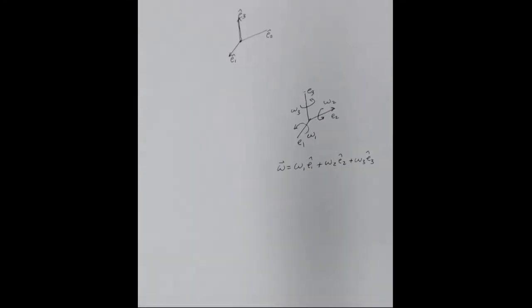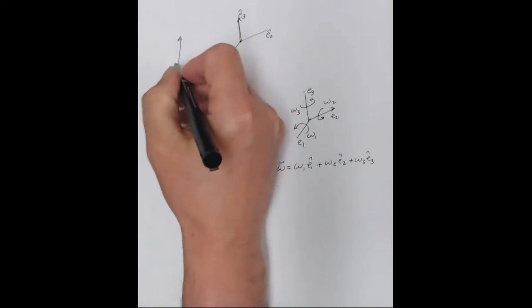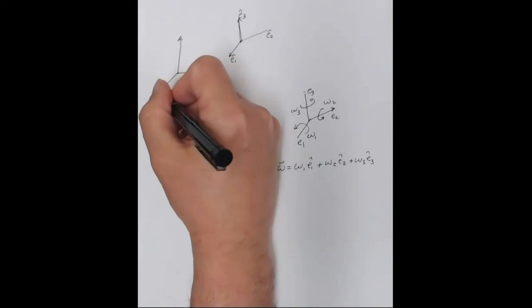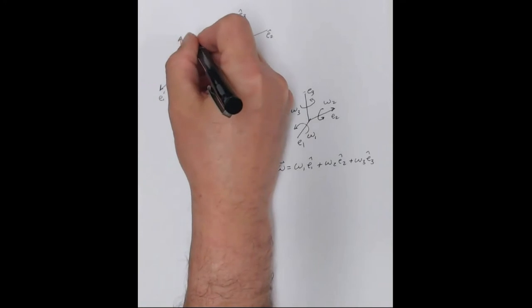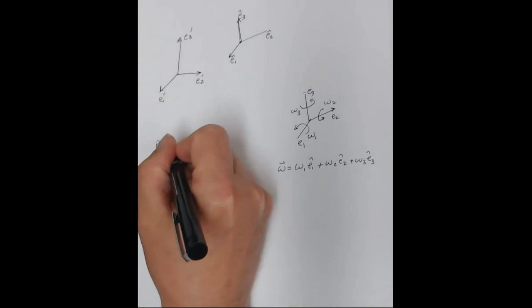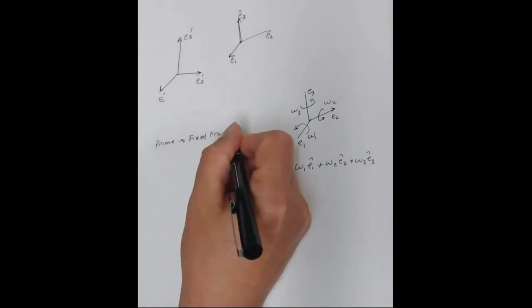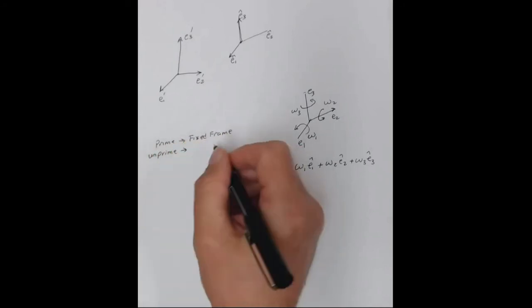Okay, but Newton's laws of motion are with respect to a fixed frame. So let's write a fixed frame on here too. This is a frame we're going to assume is fixed. I'm going to call it a prime frame. So this would be E1 prime, E2 prime, E3 prime. So the prime frame is our fixed frame, and the unprimed is our rotating frame.